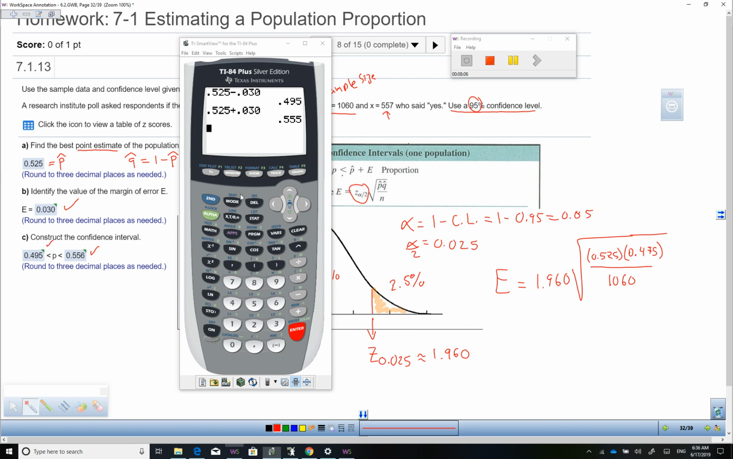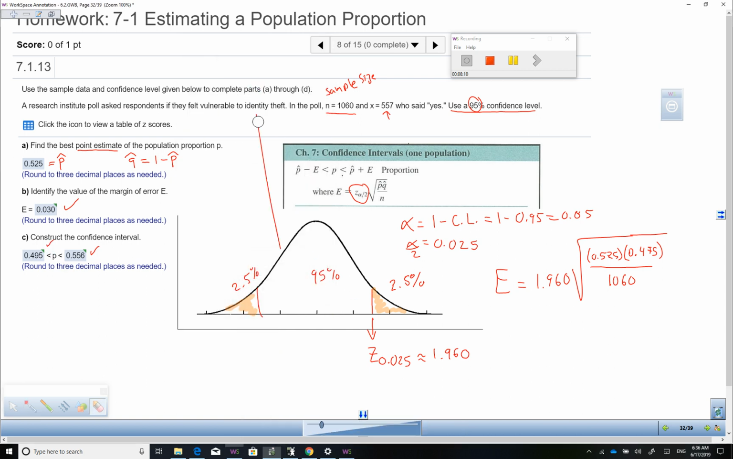Okay, so that's how you compute this on the calculator.